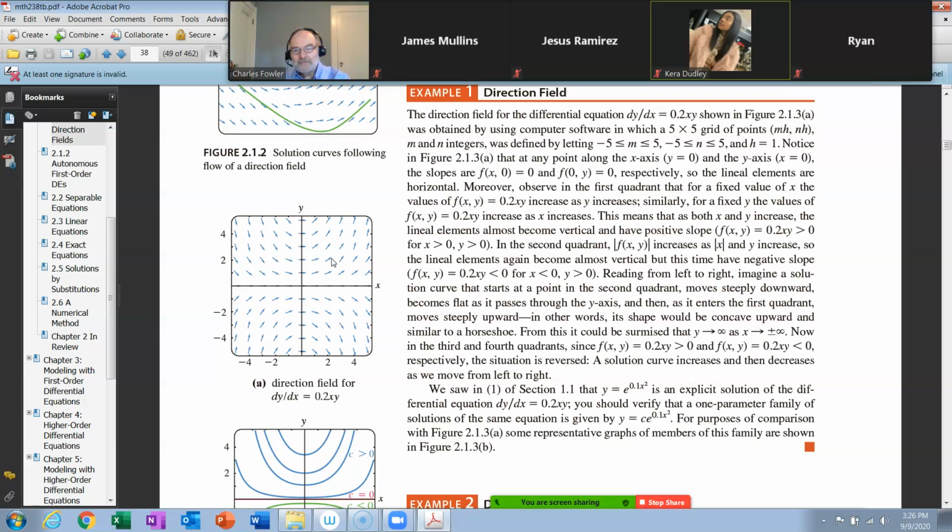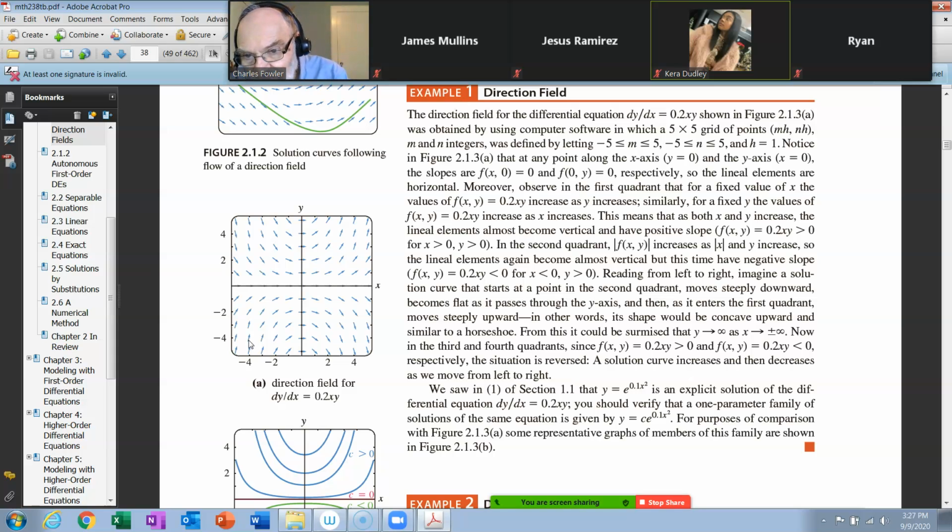I can't get too far out because this is restricted to -4 to 4, both x and y. But you can plug in any of those values here. -4, -4 should give you that one. Let's see what that would be. 0.2 times 16. 3.2, I think it is.